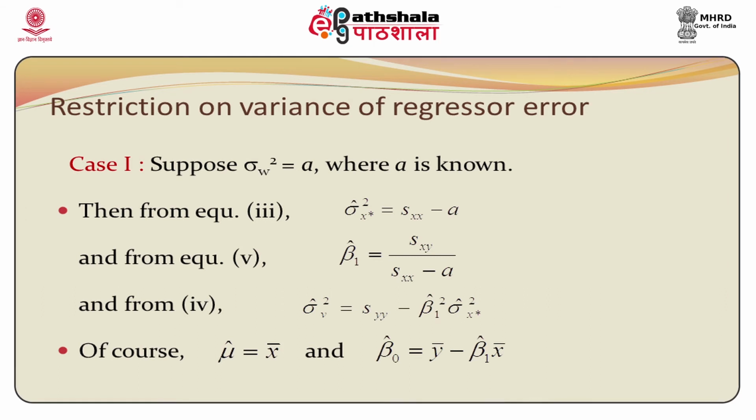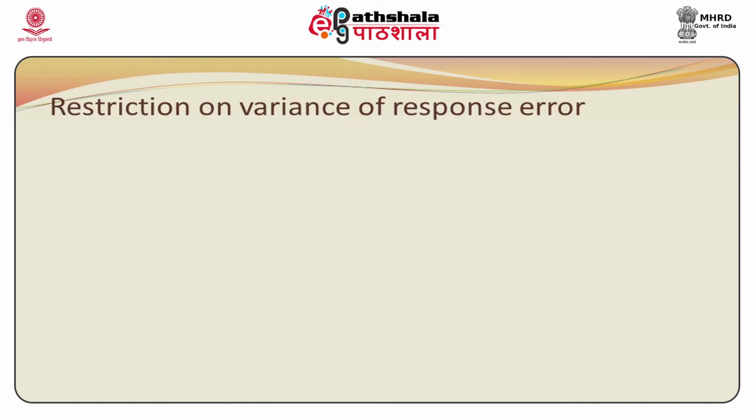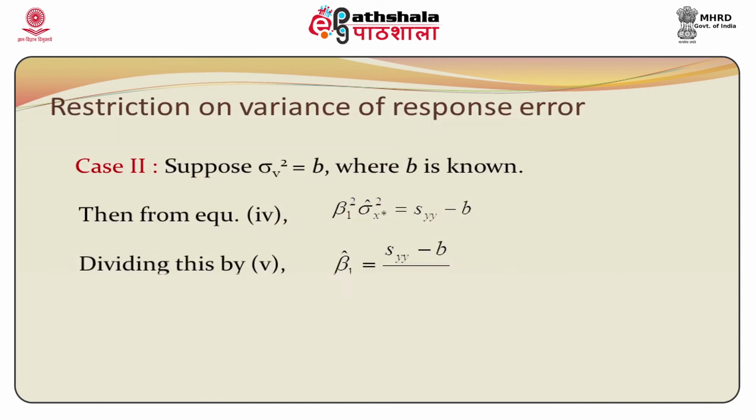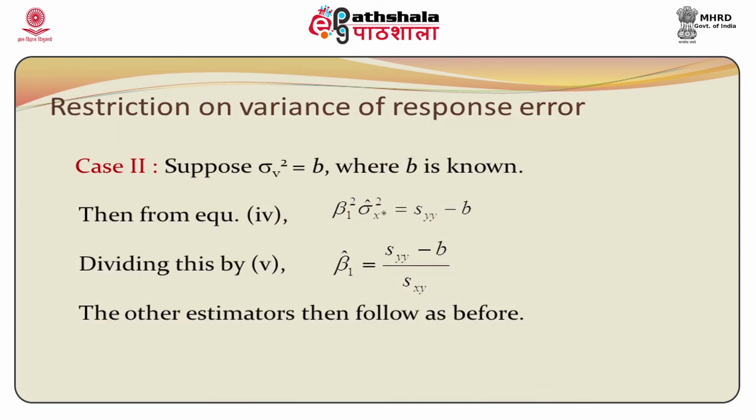So, if we take the condition that sigma w square is equal to A, we can estimate all the other parameters. Let us look at the second case. Here, we'll assume that sigma v square is known to us and it is equal to B. What is sigma v square? It is the variance of the response or the error in the response.